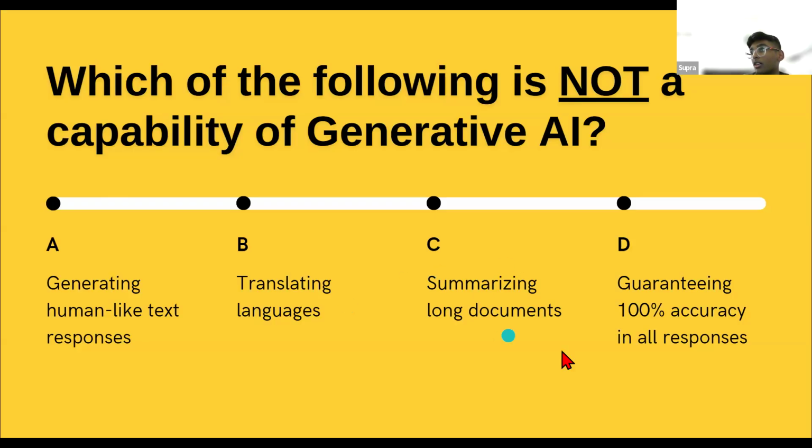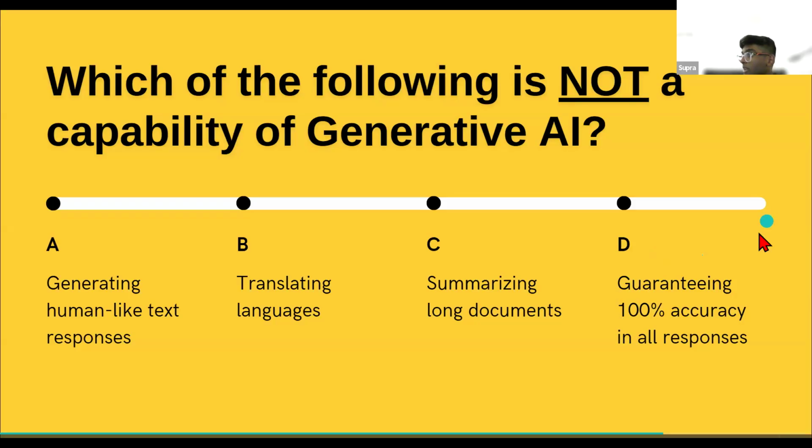Summarizing long documents. Okay, now this, if you ask ChatGPT to summarize a page of work, it actually could do that. I never said it couldn't do that, after all. And D, guaranteeing 100% accuracy in all responses. I've said this a lot of times that AI can't be 100% accurate, especially generative AI, and even in ChatGPT at the bottom, OpenAI themselves said that ChatGPT can make mistakes. Make sure to fact check your info.